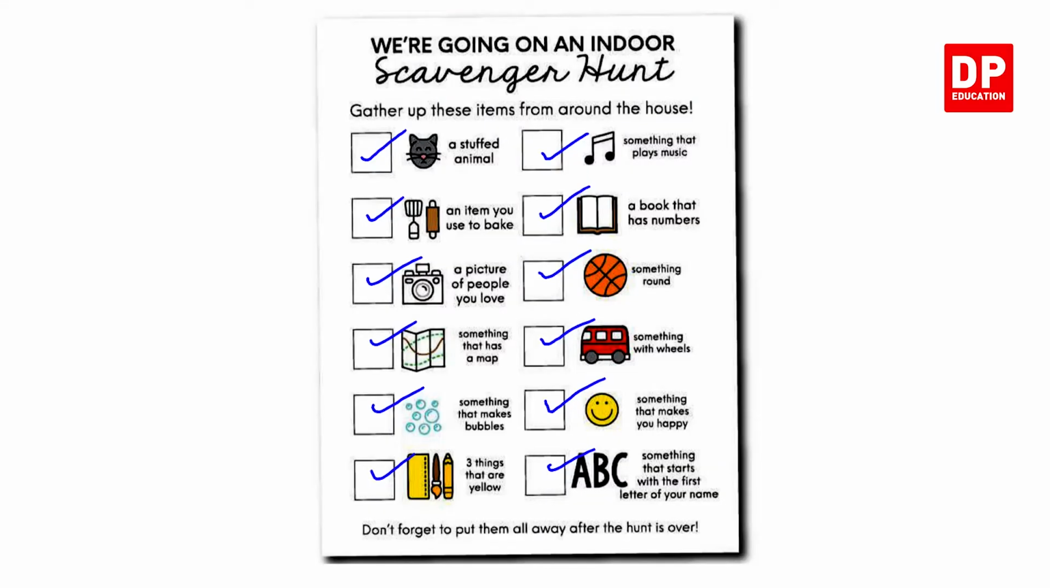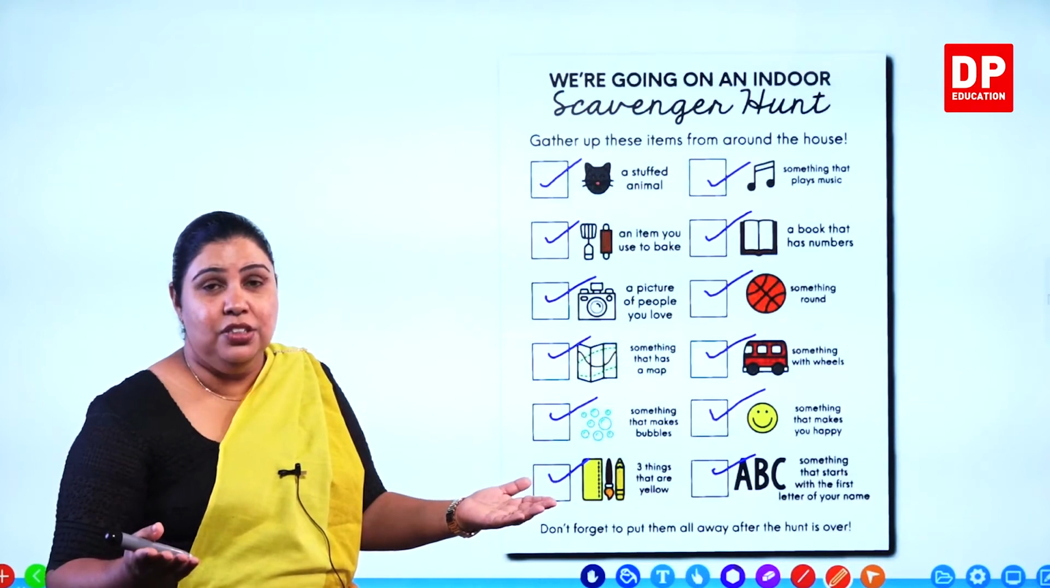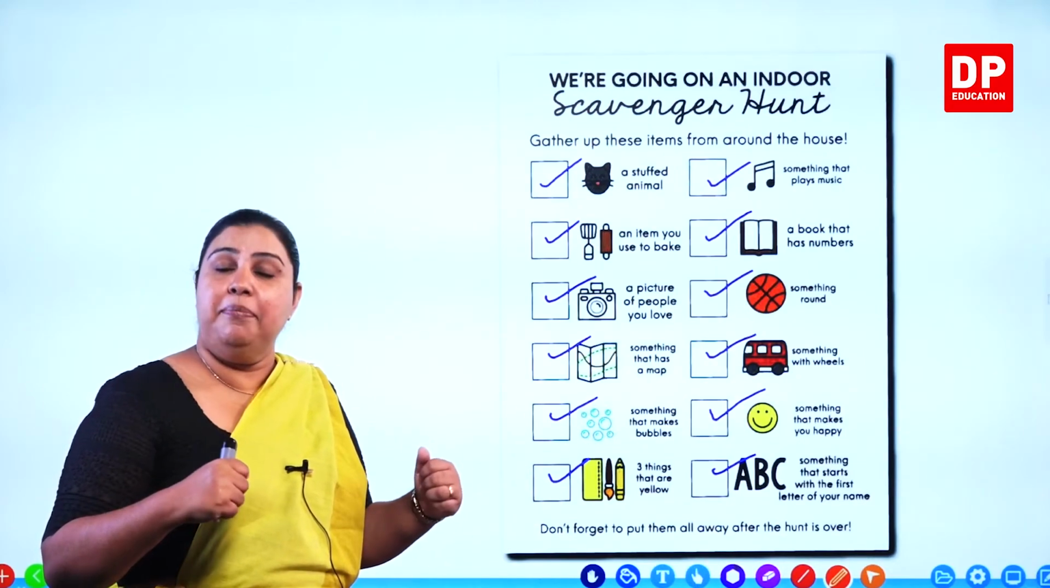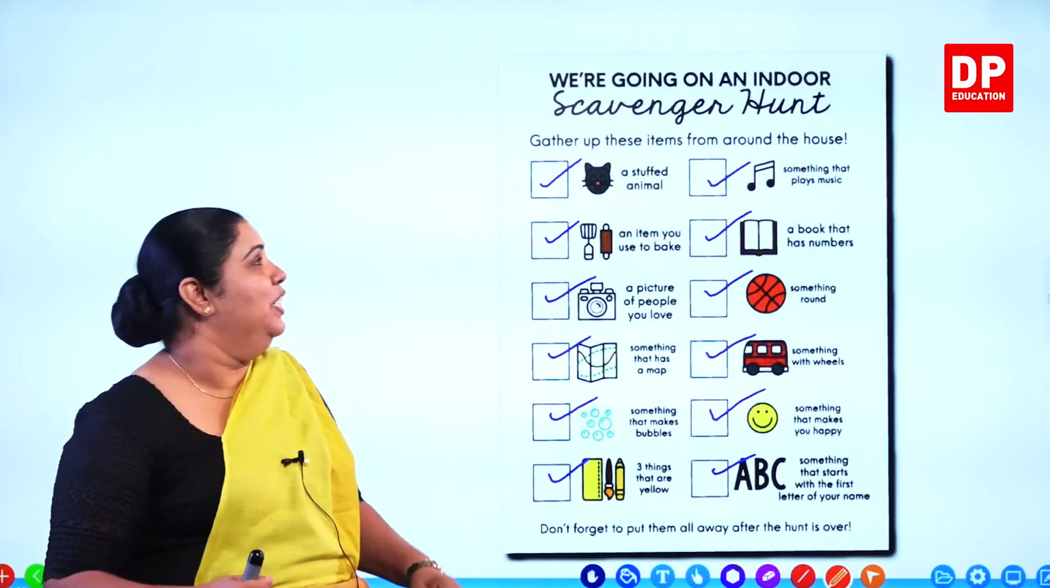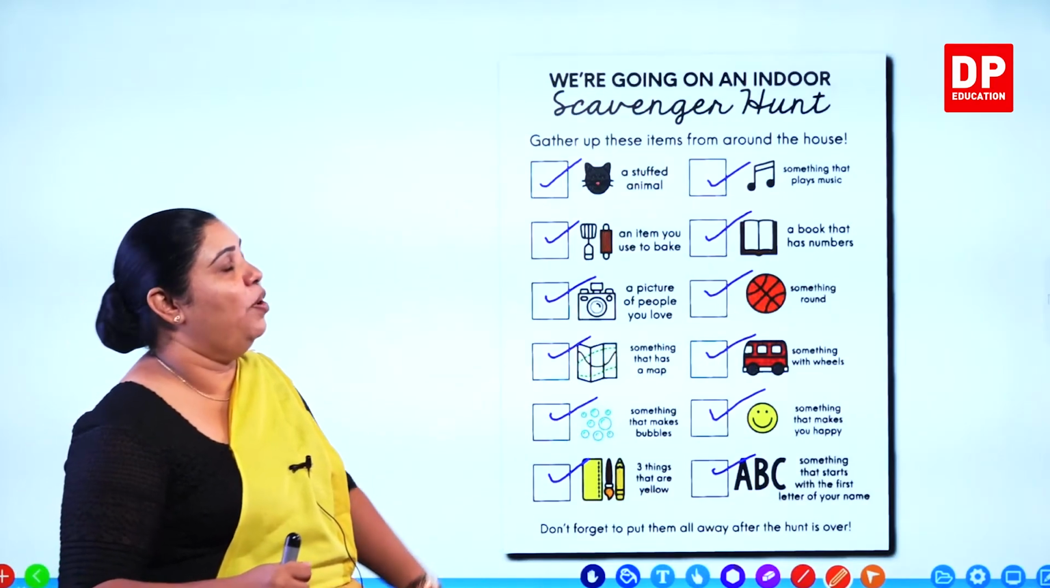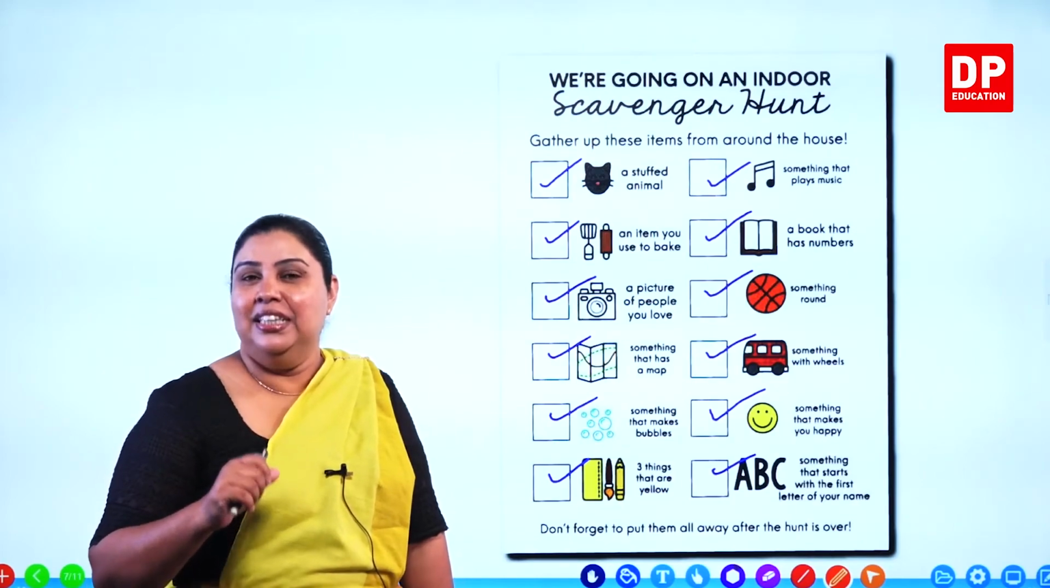So if your name starts with A, let's say Amal, so Amal can quickly go and bring an apple and come, right? Or the album at home, right? So now this is another type of a scavenger hunt game that you can do.